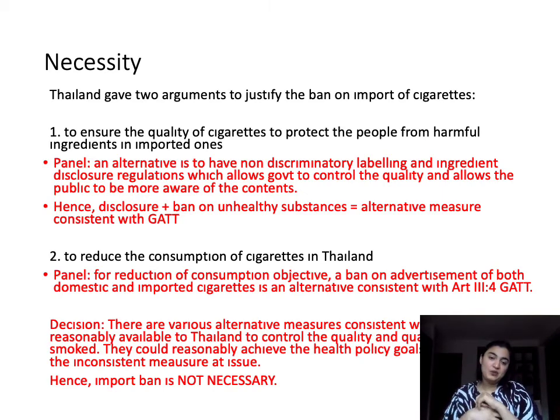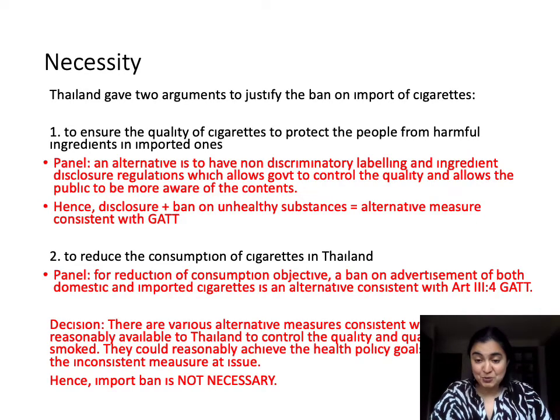And the second argument for Thailand was that, well, we also want to do it to reduce the quantitative consumption of cigarettes, to reduce the quantity of cigarettes consumed in Thailand. So we are banning the import. And the panel said, hey guys, it really doesn't make any sense, because if you want to reduce your consumption of cigarettes, then you must ban the advertisement, and you must have difficult licensing requirements for the domestic cigarettes as well, because you cannot reduce the quantity of consumption of cigarettes by only banning the imported cigarettes and not doing anything about the domestic cigarettes. So the panel ruled that this ban or this licensing requirement is not necessary to achieve the policy objective.